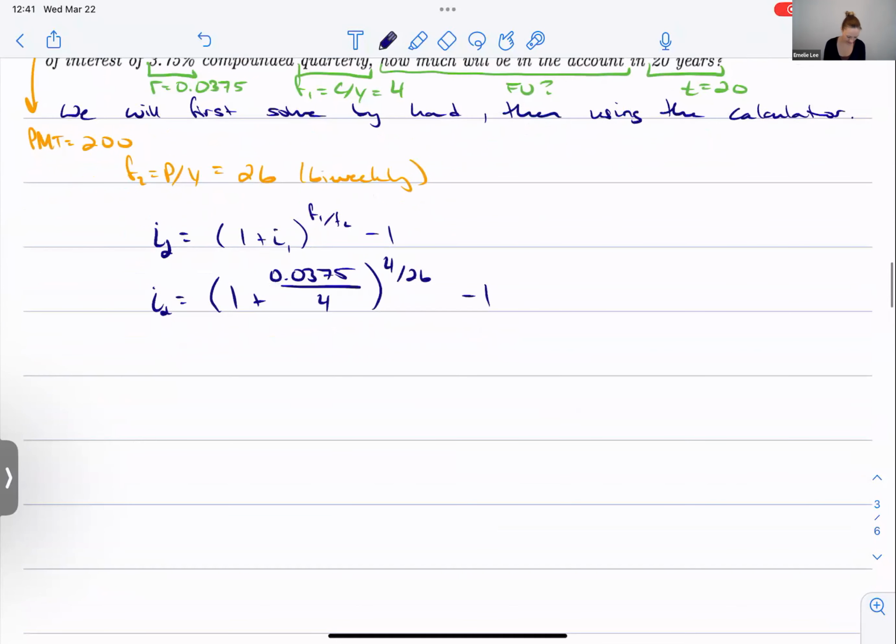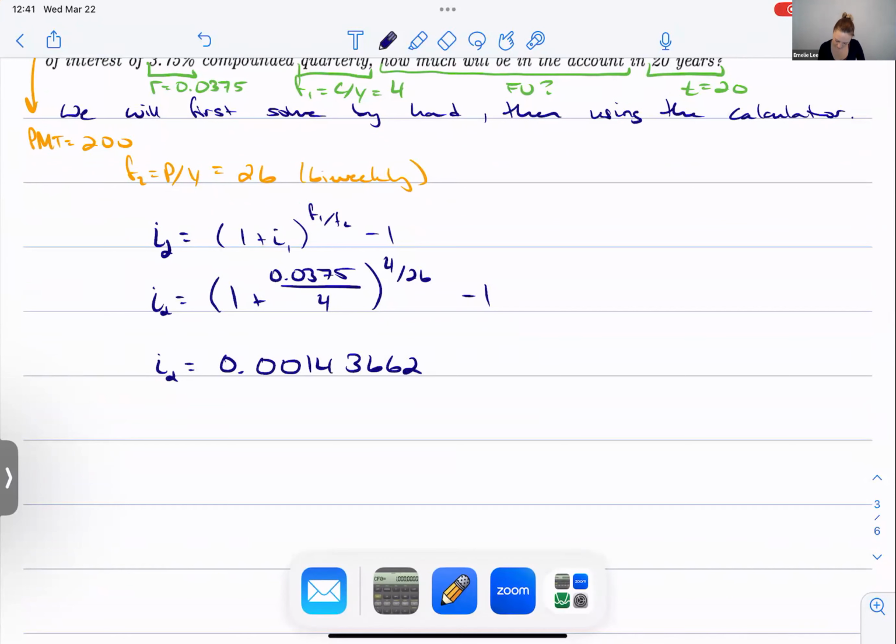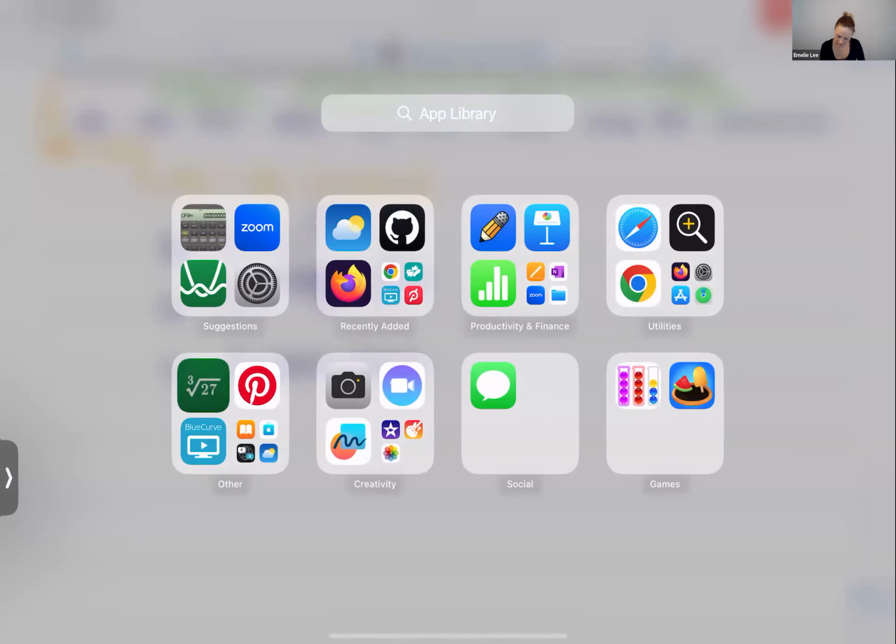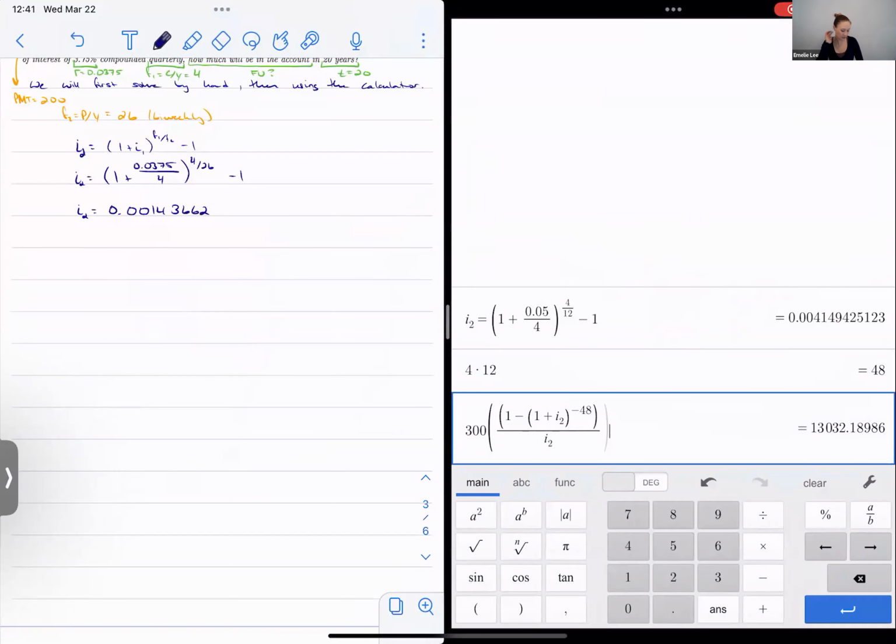Let's see here. I2, I get 0.00143662. I'll use the Desmos calculator again.